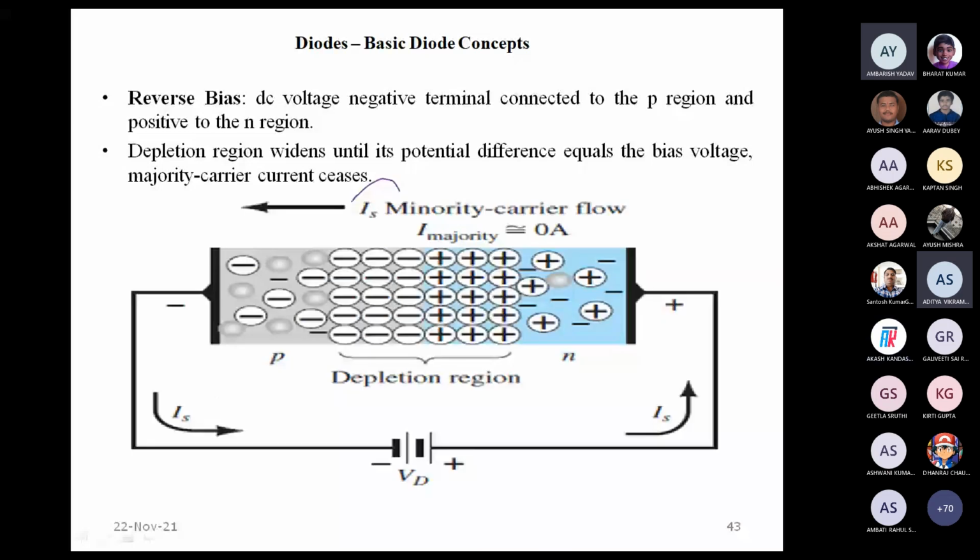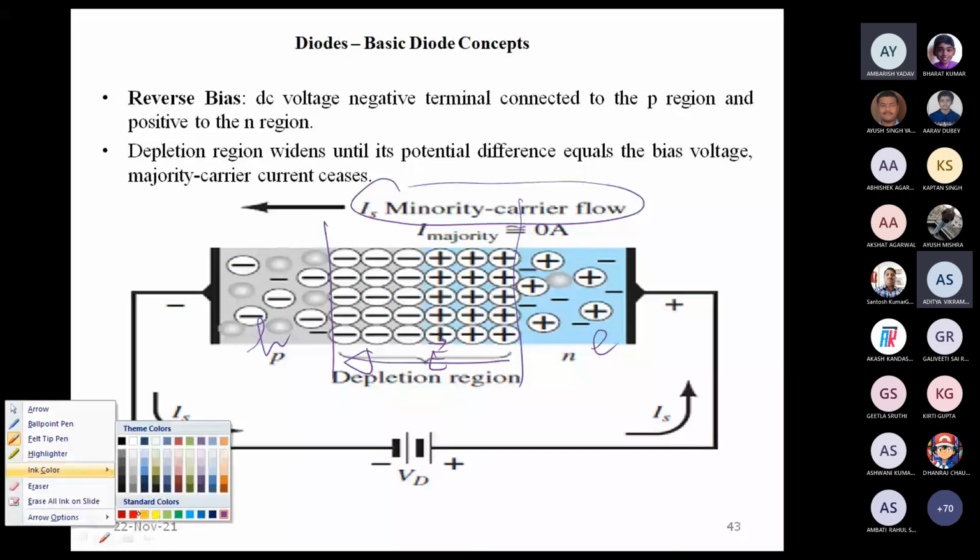Here one thing is written that minority carrier flow is there. You can think about why the minority carrier may flow whereas the majority carrier stops. Majority carrier means holes are on the p side, electrons are on the n side, and we see this kind of electric field in this depletion region. So the regions are obvious here. The field is applying opposing forces on the holes and electrons. That's why they do not cross this junction.